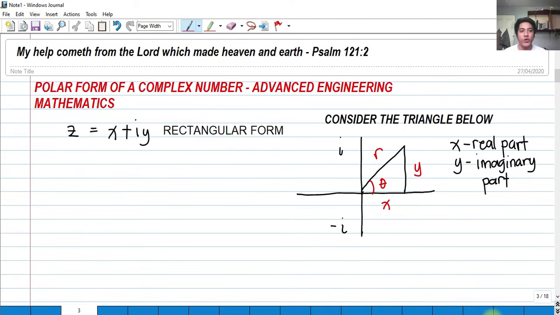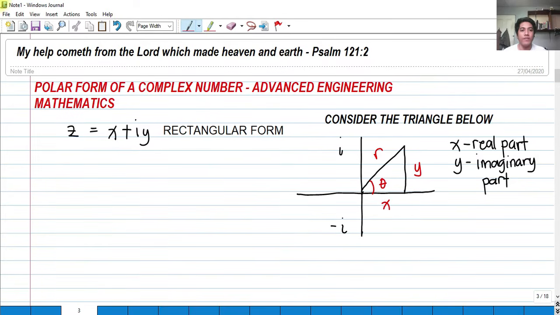So let's get started. The polar form of a complex number. If we recall, the complex number is represented by z, and that is equal to x plus iy, where i is the imaginary number, which is equal to the square root of negative 1, and x and y are real numbers, any real number. So we can represent a complex number as this. This is the rectangular form. So 1 plus i, 2 minus i, 1 half minus 0.5i, that is in rectangular form.